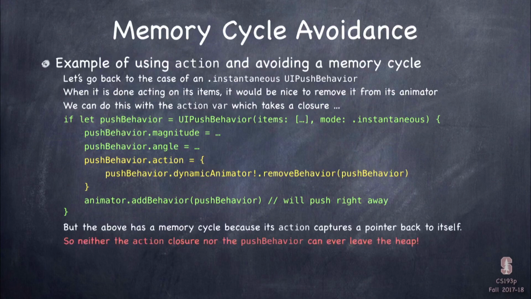Okay. So that's cool, right? Solves the problem. Well, yeah, but red on the slides, this creates a memory cycle. Okay? So we're going to talk a little bit about this memory cycle that this creates. And the bottom line here is that the push behavior is pointing to the closure, and the closure is pointing back to the push behavior. So both of them have a pointer to the other in the heap. And so they're both being kept in the heap.